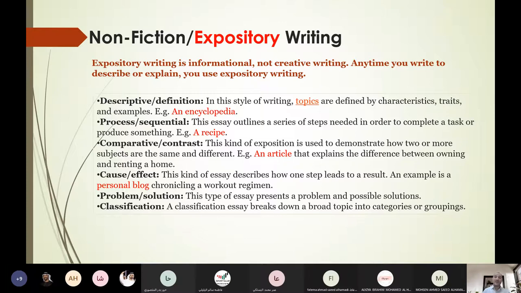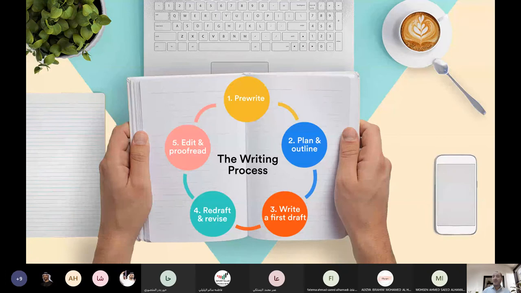Well, what about the writing process? When you write, you're supposed to run through different stages. First of all, plan for writing, which is called pre-writing. When you plan for writing, you're supposed to set the ideas. What are you going to write about? What are the points you're supposed to cover while you're writing? This is called planning for writing.